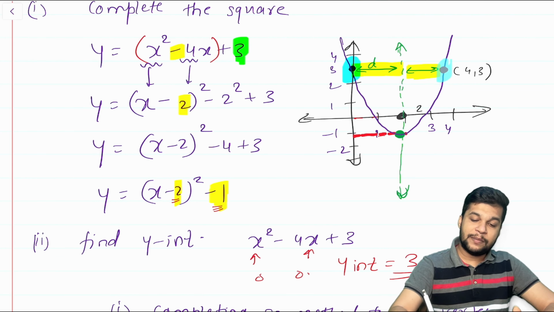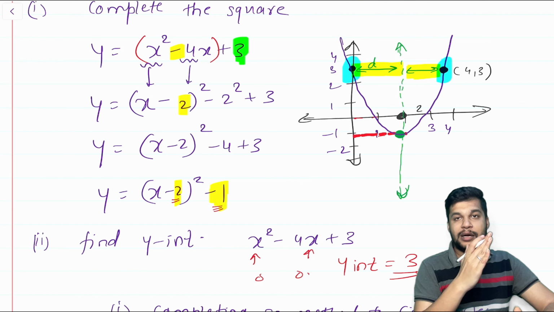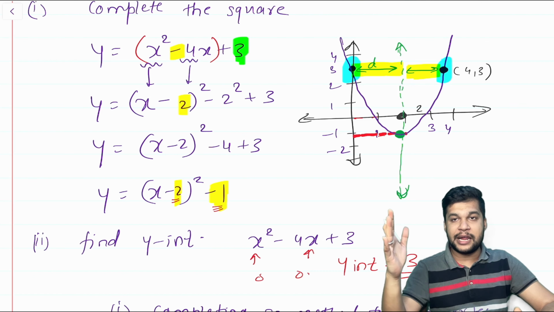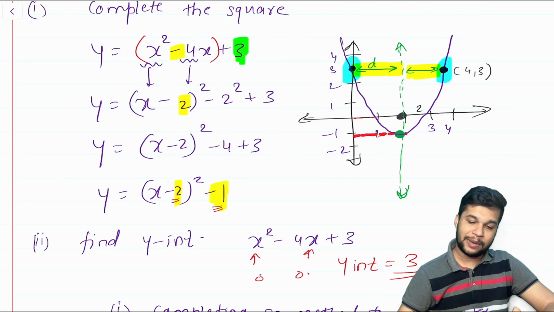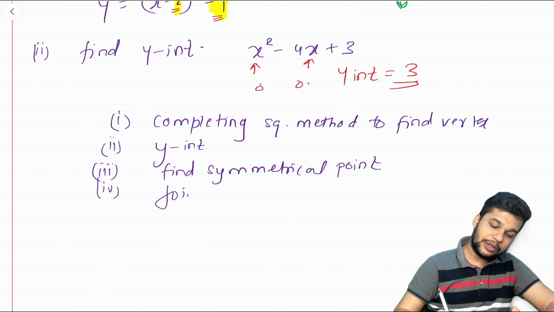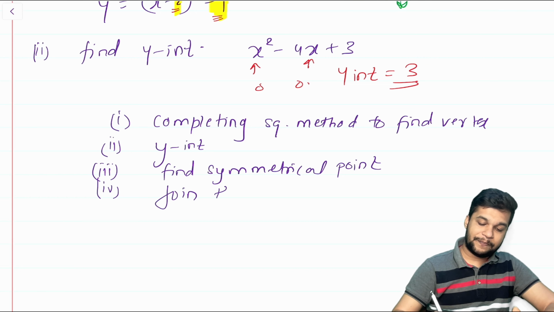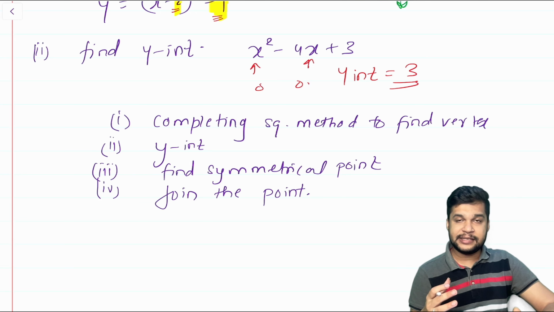Then I found one more point which is at the same distance towards the right. So from the axis of symmetry, towards the left is your y-intercept, and towards the right you will have one more point which will be symmetrical. So using symmetry you can find one more point which is, let's say, 4 comma 3. And once you find the symmetrical point, you have to join those 3 points and you will get the quadratic curve. So very easy, guys, very easy.